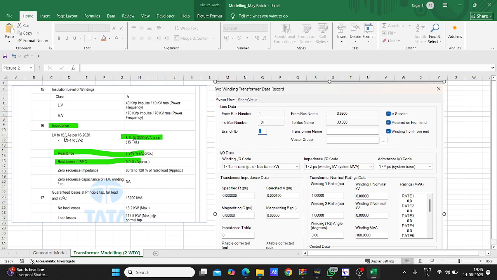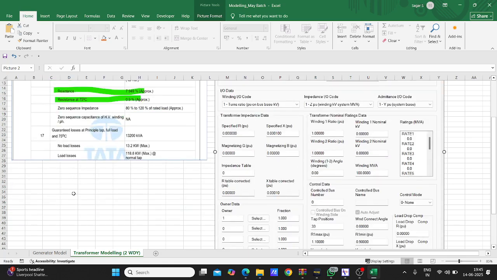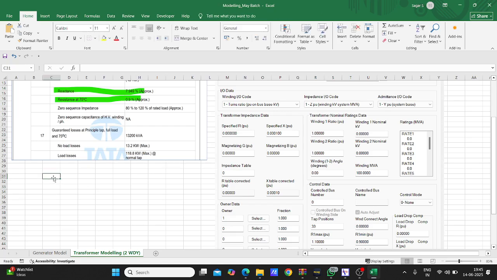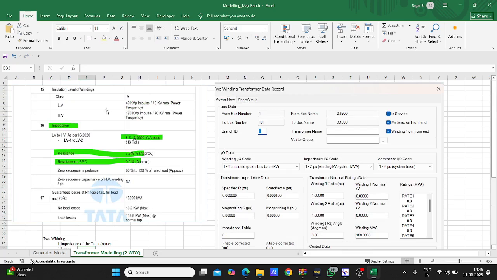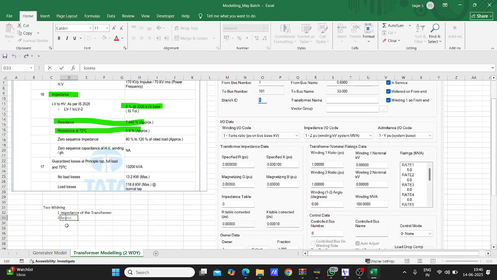These are the two major important parameters I need to concentrate on for modeling a two winding transformer in any kind of software. If you want to perform any power system studies, I want to model the two winding transformer based on two parameters: first the impedance of the transformer, and second the load losses. Apart from that, I don't want anything else, whether the insulation level or thermal characteristics. For power system studies, let's say load flow and short circuit, these two things are the only important ones for the two winding transformer.